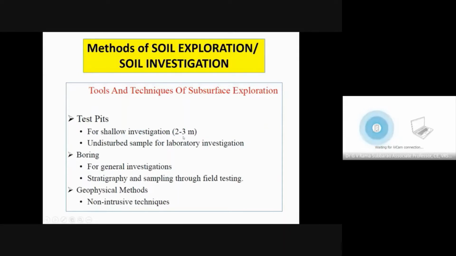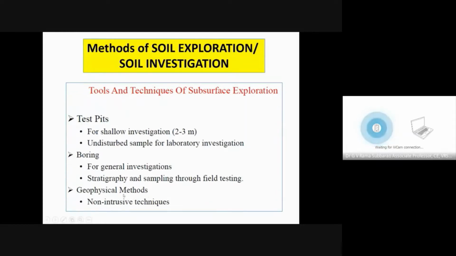That means very less depth, 2 to 3 meters. See, when your soil is good, you can go for trial pits, test pits. If your soil is not that stiff, you need to go for borings. Borings are semi-direct methods. If you are not interested to disturb the soil, you want to know the type of soil without opening the ground, without touching the ground, it is possible by implementing geophysical methods.